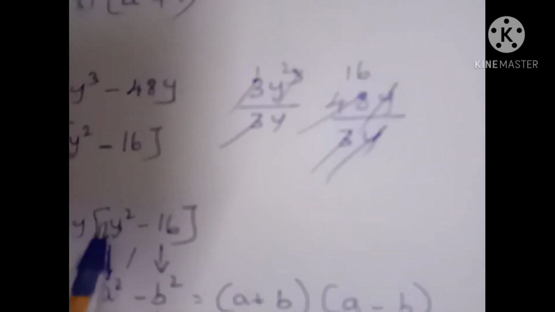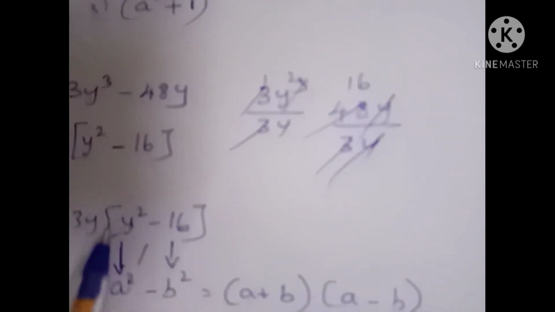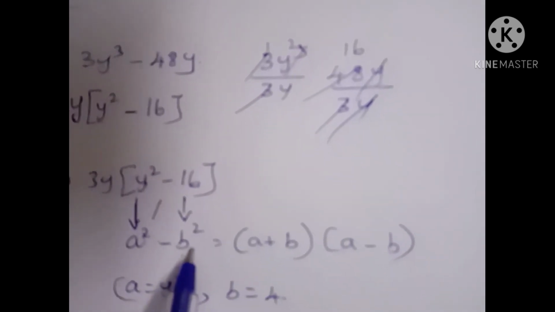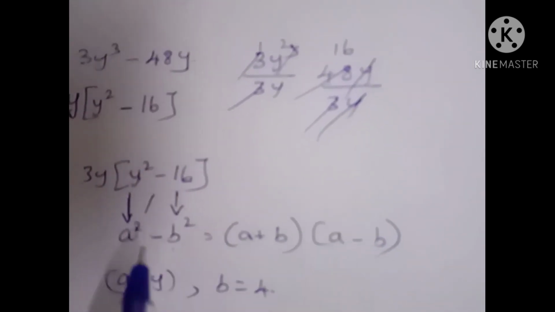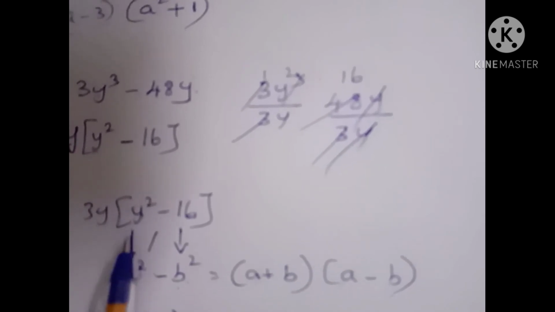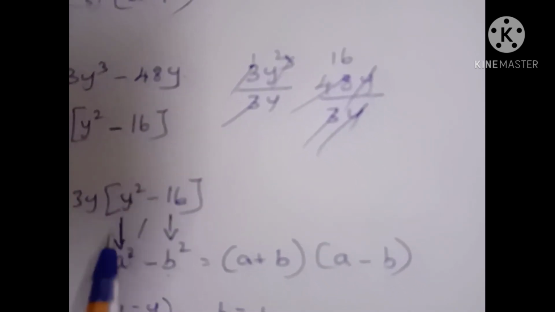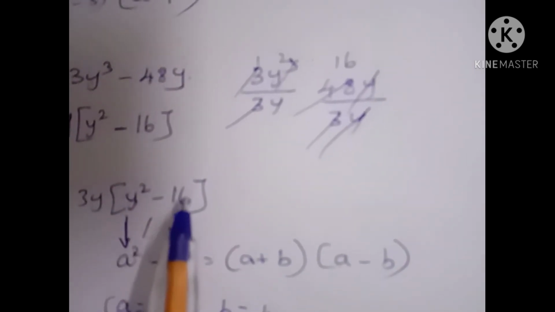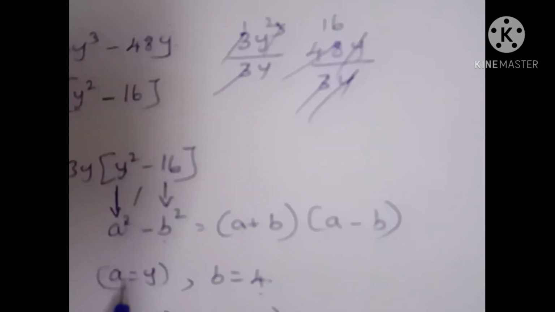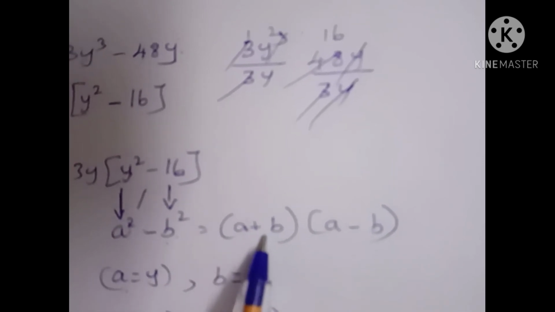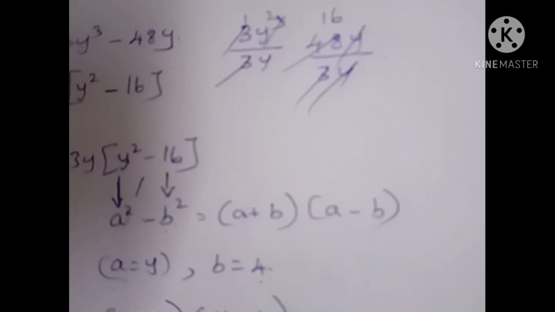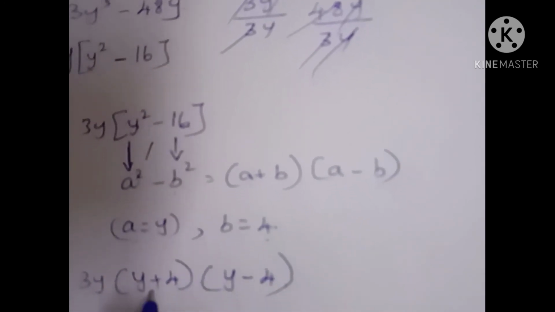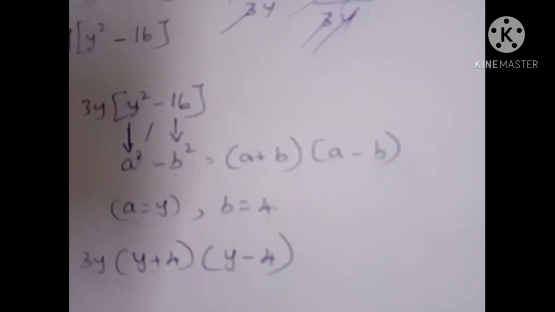So, have you understood? If you see here, y square minus 16 is in the identity a square minus b square, that is (a plus b) into (a minus b). If you want to take the a value, the square root of y square is y and the square root of 16 is 4. Therefore, substitute the values in place: y plus 4, y minus 4. Therefore, your answer is 3y (y plus 4)(y minus 4).